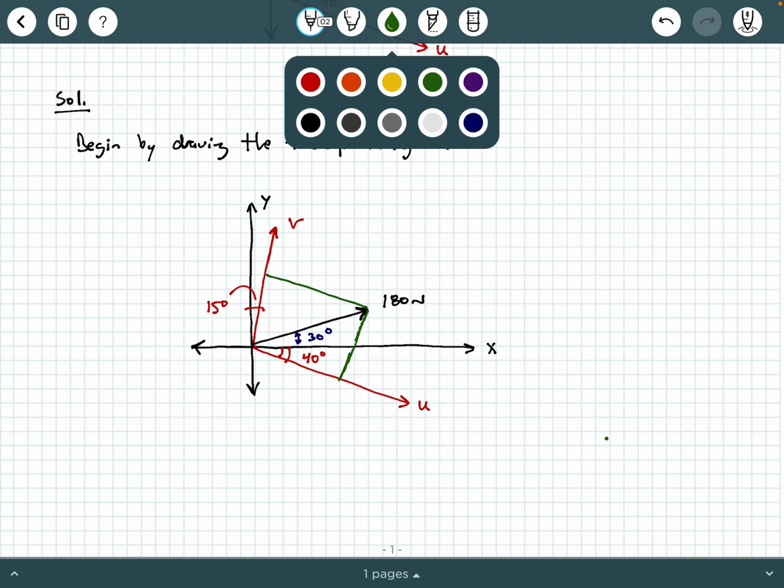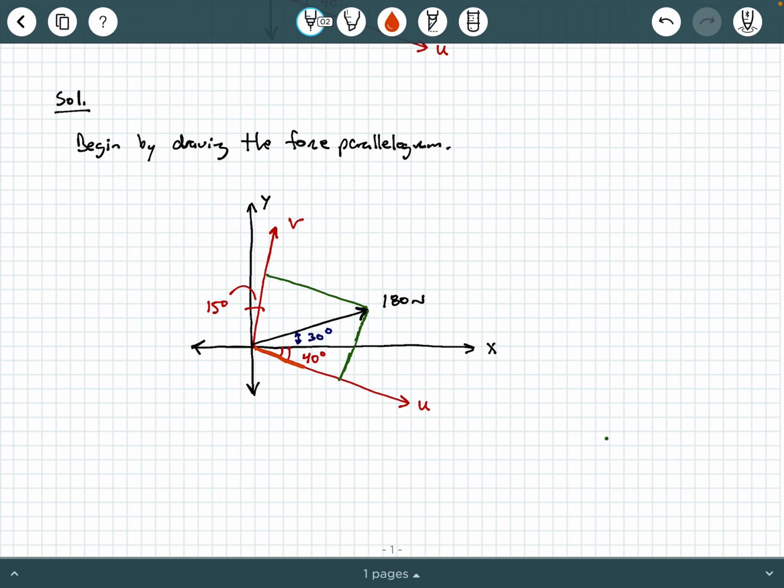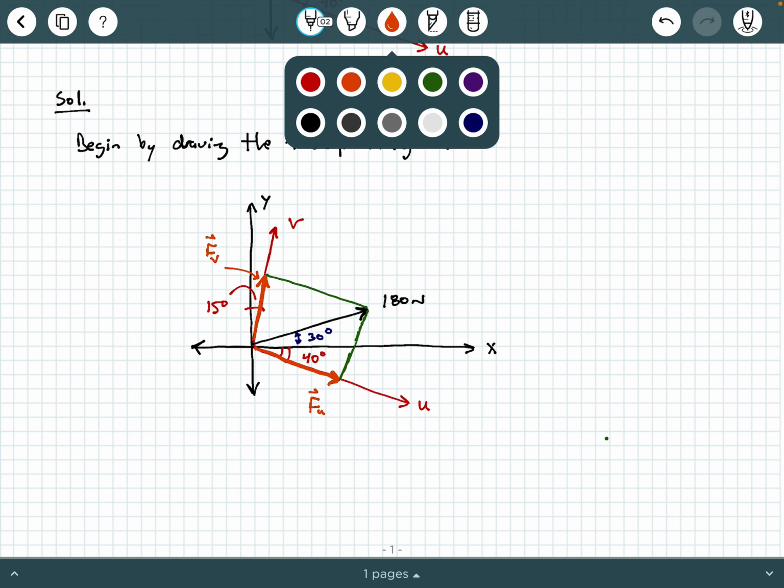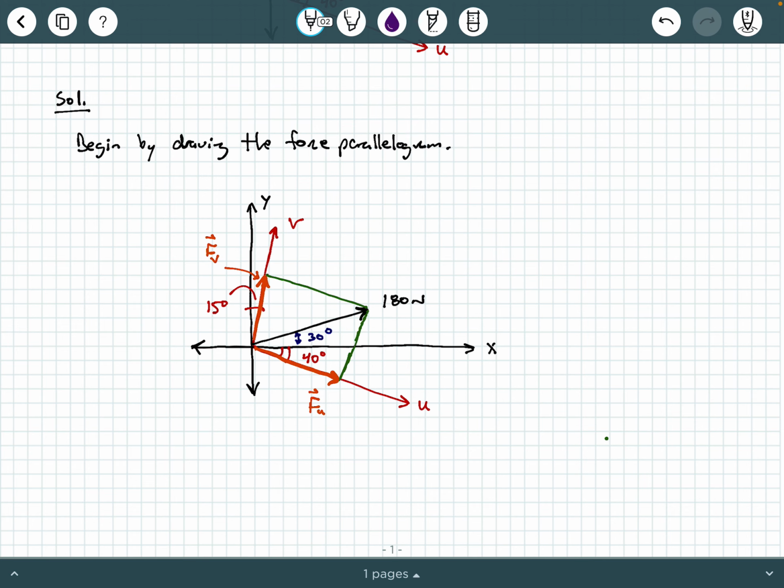And so what I'm ultimately looking for is this force right here, which I can call F sub u, and this force lying along the v-axis, which I'm going to call F sub v. Okay, so there's my parallelogram. Now, what I'm also going to need to note here is some relevant angles. Okay, so what are some important angles that we need to note here? Well, first, we're going to need to observe what is the angle in between the v-axis and my original vector of 180 newtons. Well, we can pretty easily get that as 45 degrees. Okay, so I can get this little angle right here as 45 degrees.